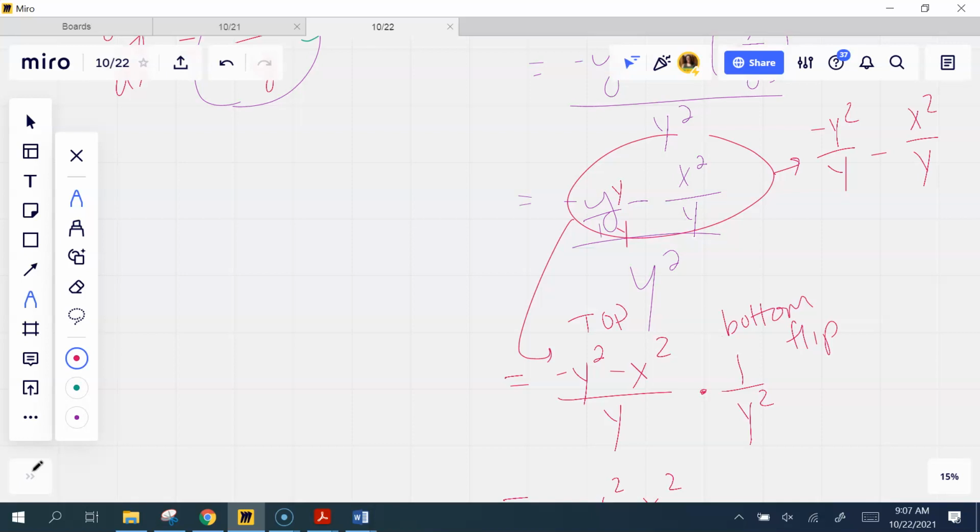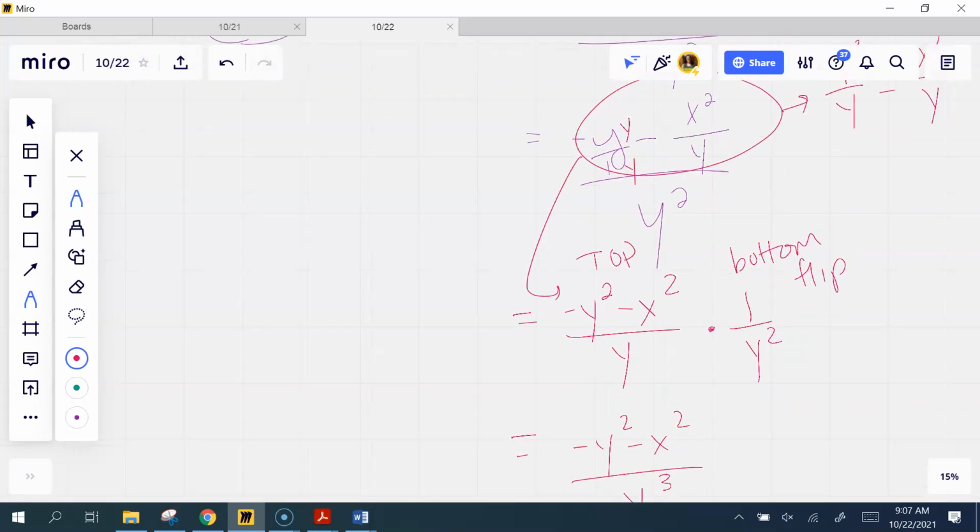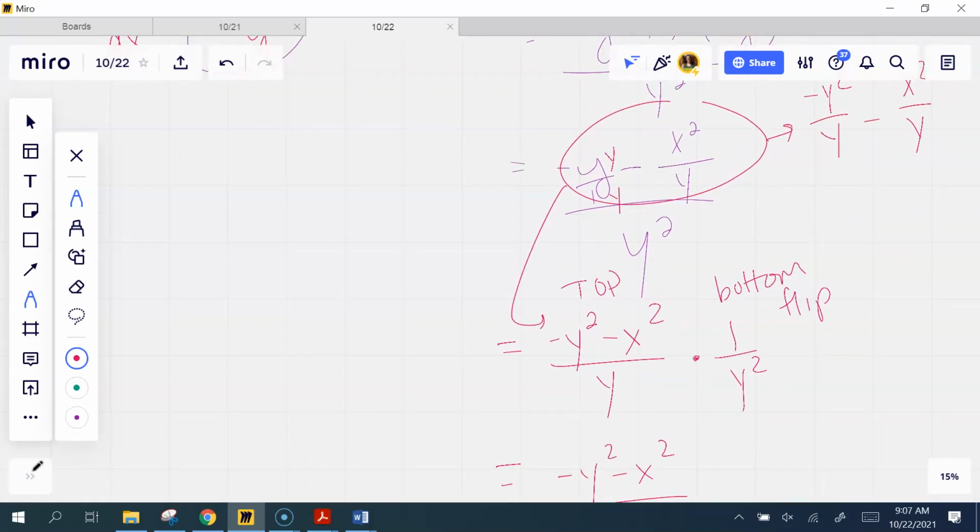From the purple to the red. Okay, so this is just the top. That's where I had common denominators, right? So really this was still over y squared, but instead of dividing that fraction by y squared, I said, I don't want to do that. I'm going to multiply by 1 over y squared.